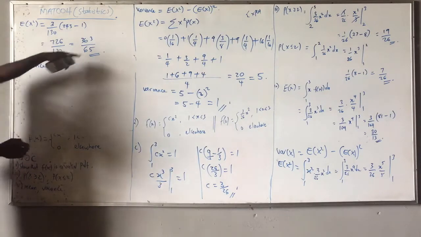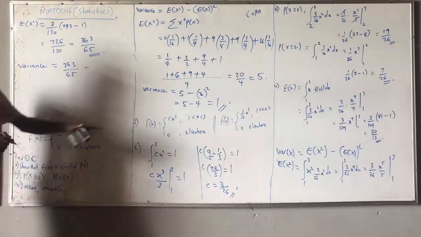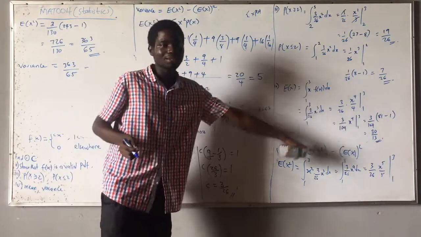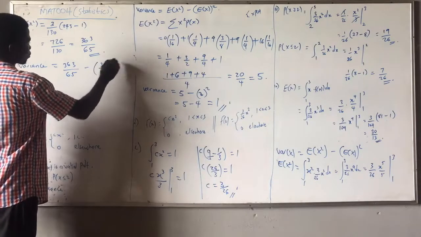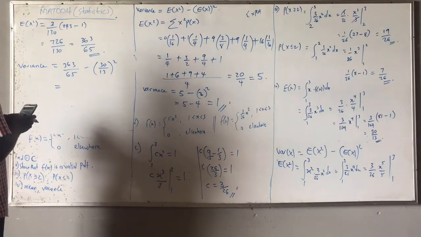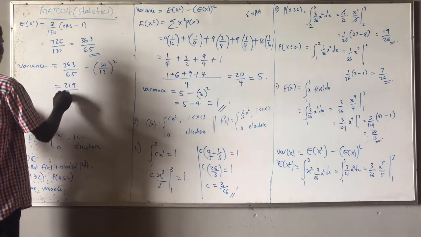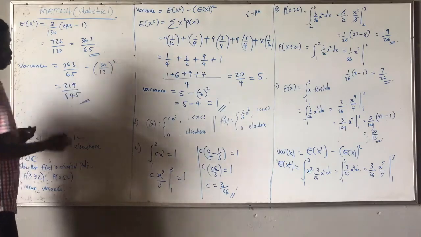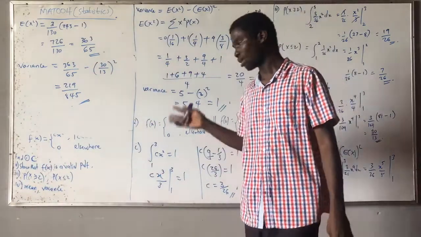Now the variance is E of x squared, which is 363 over 65, minus the mean squared. The mean is 30 over 13, so minus 30 over 13 all squared. So when you have that, from your calculator, you have 219 over 845, or you can leave your answer in decimal points.